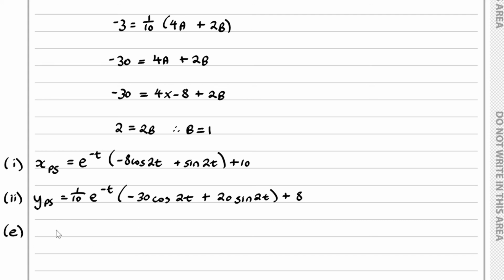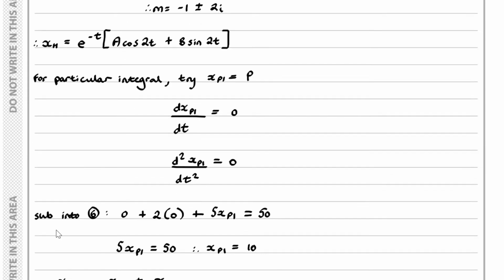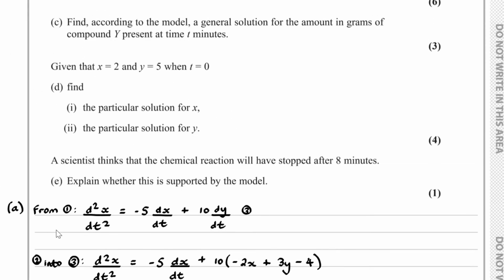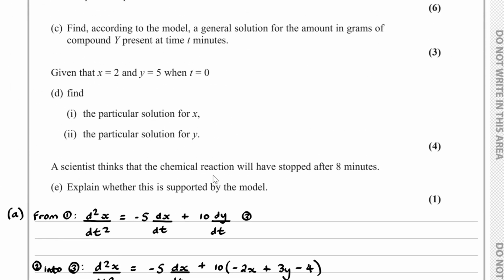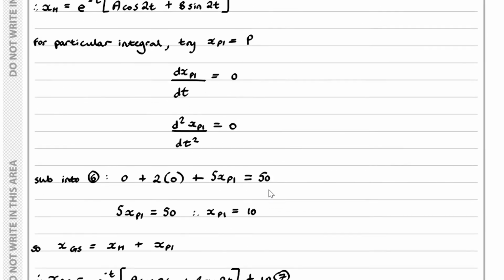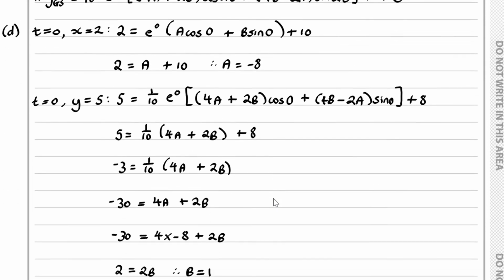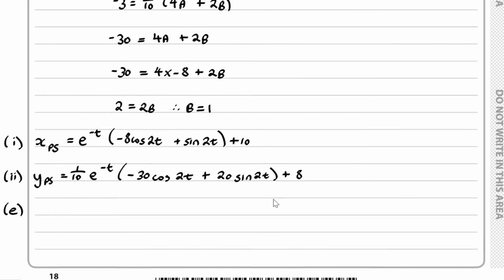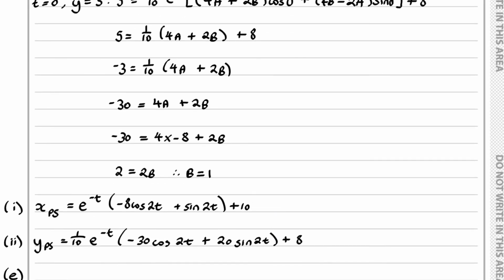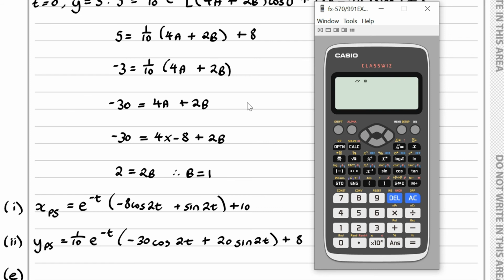Now for part E of the question, a scientist thinks that the chemical reaction will have stopped after 8 minutes, and we have to explain whether this is supported by the model. Well, we know what our particular solutions are. They are shown over here. So let's see what happens beyond t equals 8.